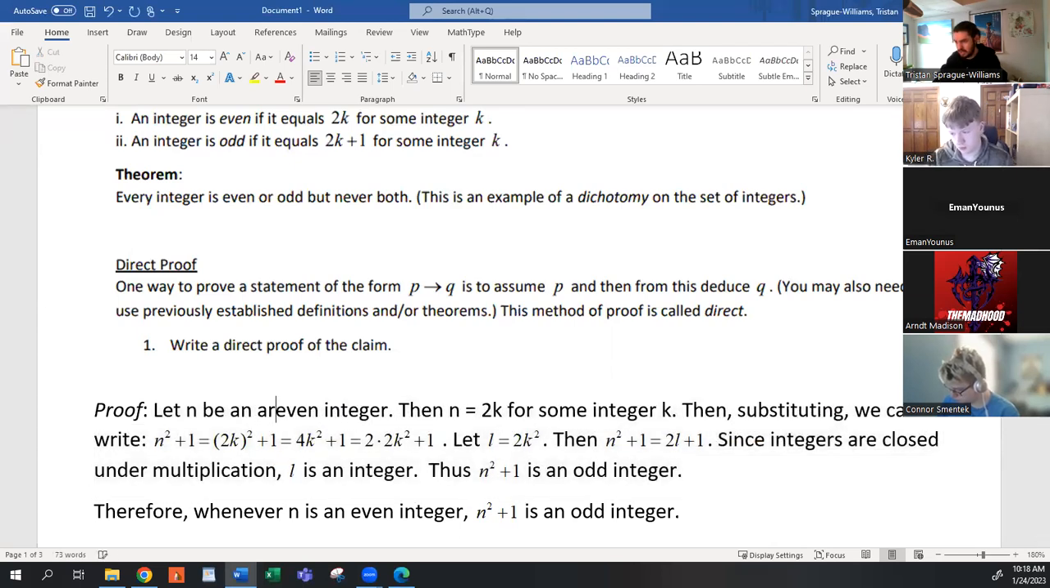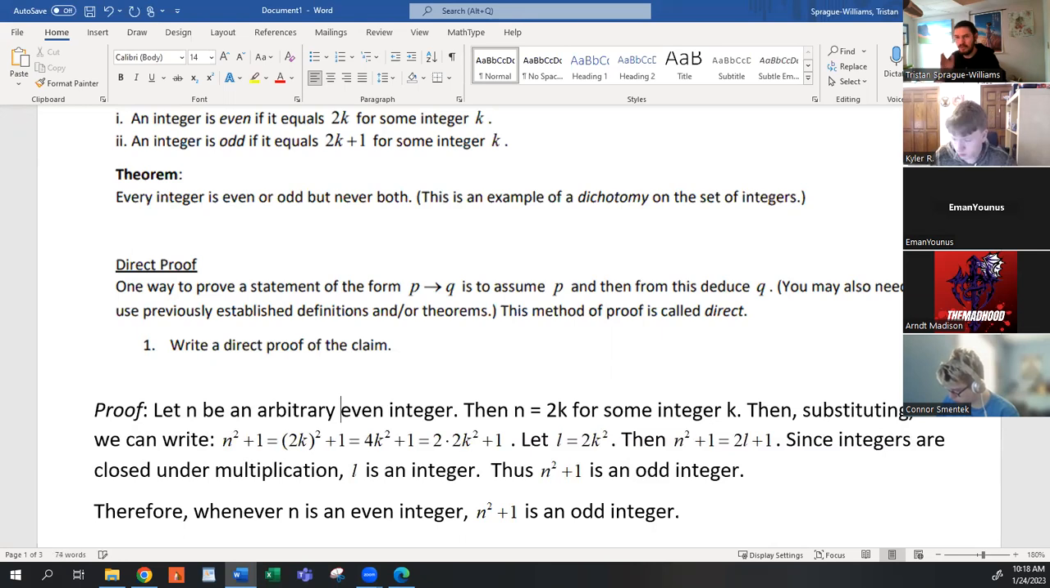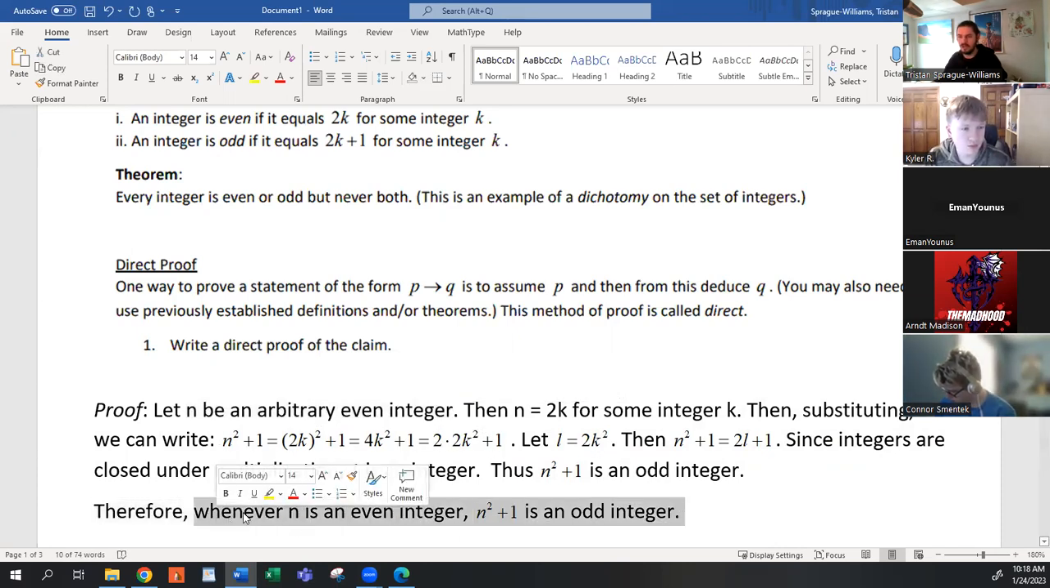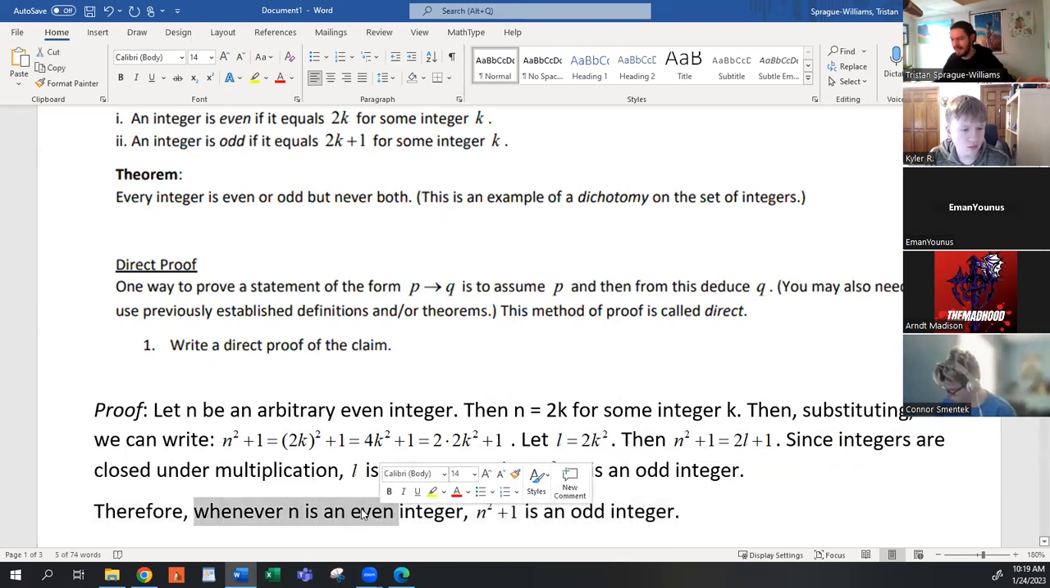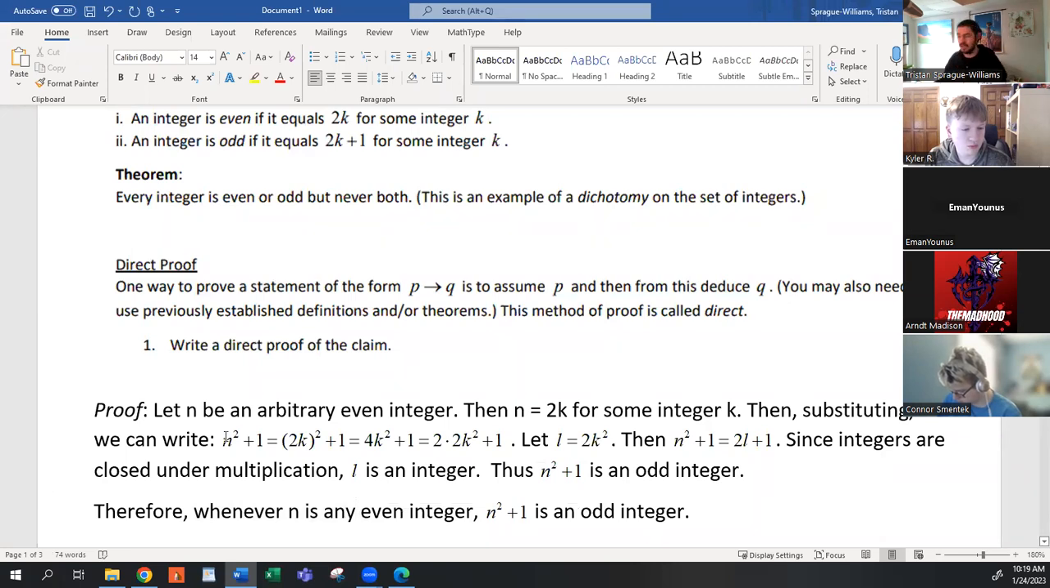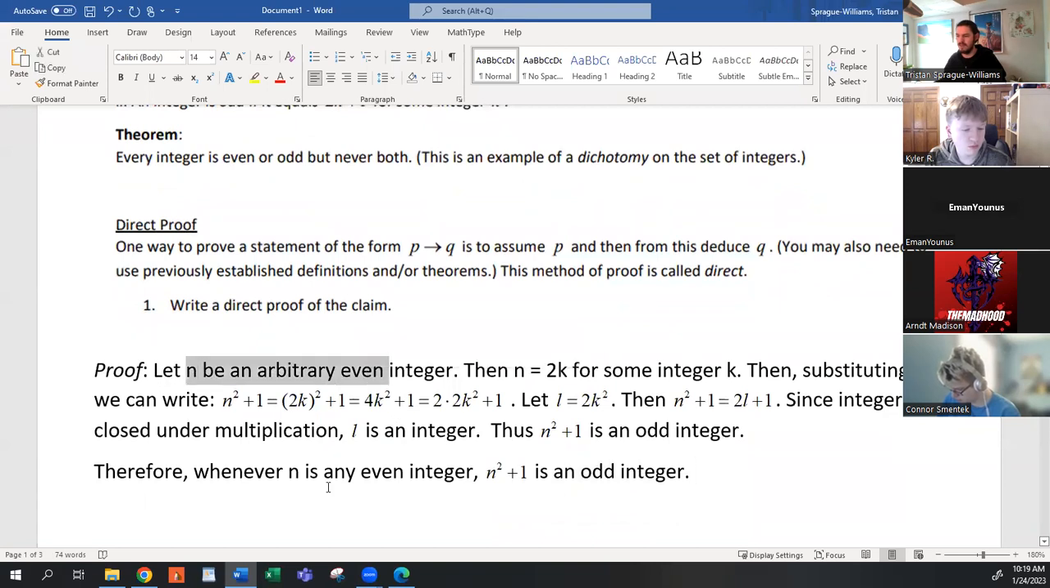I could have actually included the word arbitrary for even greater clarity. Right there, let n be an arbitrary even integer. And then this universal generalization, whenever n is any, I even could have said it like this, whenever n is any even integer, n squared plus 1 is an odd integer. Using those words there, arbitrary and then any, really drives home that generalization that we're making from the arbitrary element.